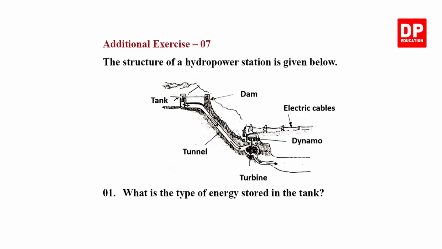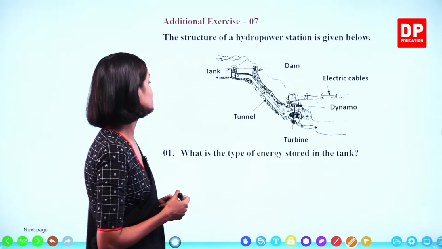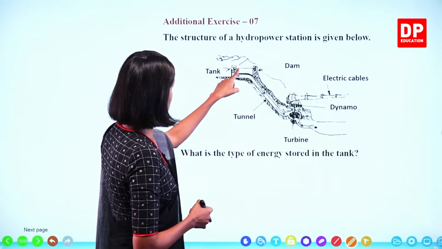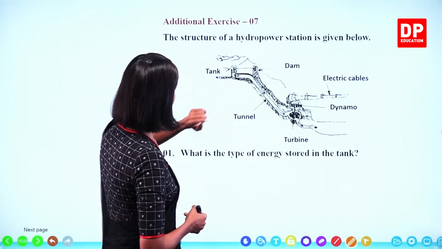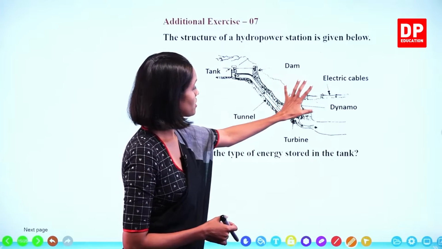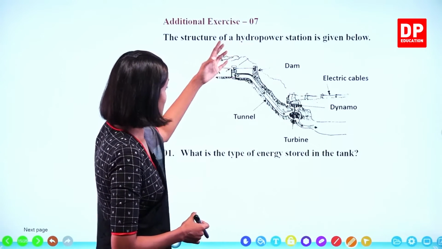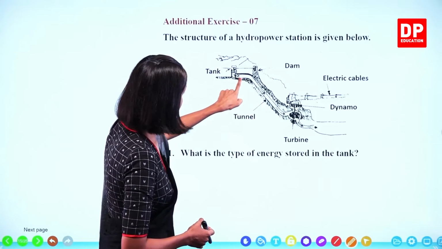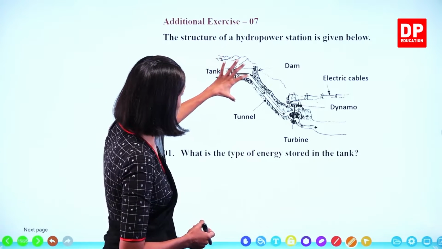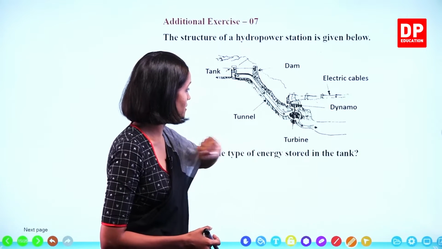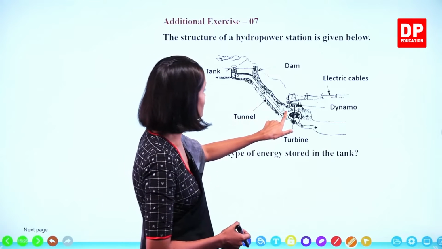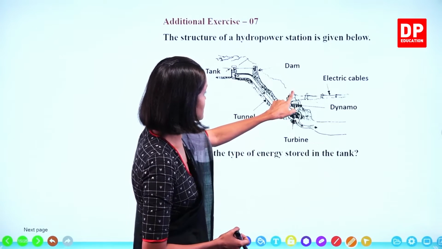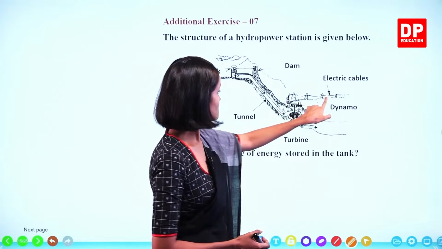Right. Exercise number 7. The structure of a hydropower station is given below. We'll study this one. You all can see here. This is the tank. This is the dam. And you all can see when you compare to the hydropower station, the tank is at a higher elevation. This is the tunnel. So the water flows from the tank through the tunnel to the turbine. Right, children? This is the turbine. It is connected to the dynamo.